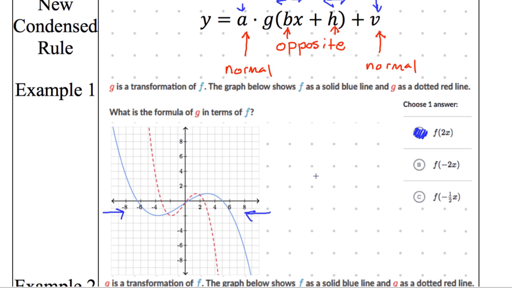All right. So go ahead and write in your notes, this function right here is a horizontal compression. I don't know why I said compressing. Compression. Okay. All right.